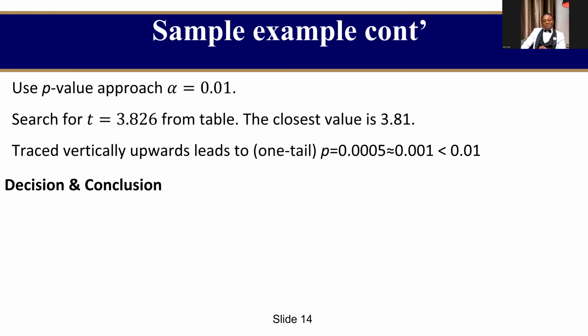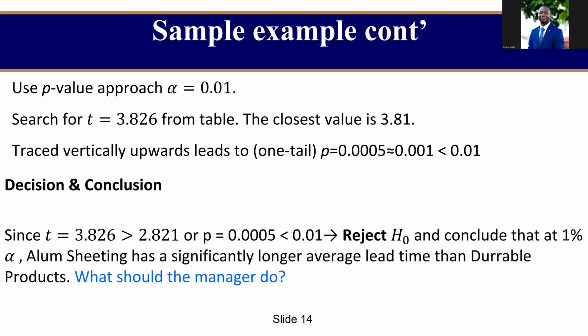You see, this is where the practicality of the hypothesis you spoke about comes in. Yes, Kwachi. So the conclusion is to drop the alum sheeting for the durable products, since we have now found out that the durable products have a better lead time. That's it. And look at the way you got to write. You got to use both the test statistic, the critical value approach, and the p-value. So you have to write something like, since the test statistic exceeds the critical value, or the p-value is less than the alpha, you reject the null hypothesis, and conclude that at the 1% level, alum sheeting has a significantly longer average lead time than durable product.